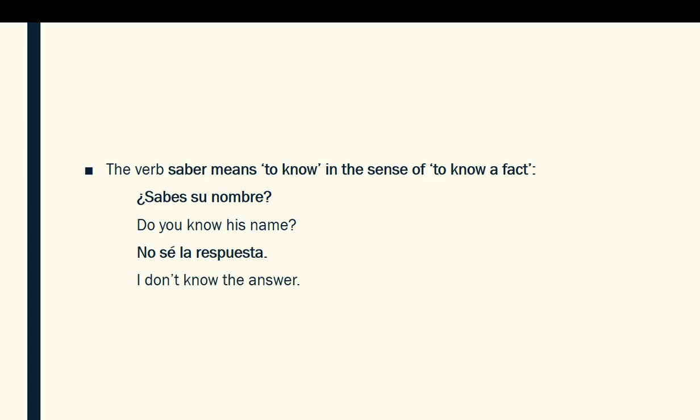The verb saber means to know, in the sense of to know a fact. ¿Sabes su nombre? Do you know his name? No sé la respuesta. I don't know the answer. So in the second sentence, where do you think is the verb saber? It's in the verb sé. No sé la respuesta. Sé. So that's another verb form of saber.